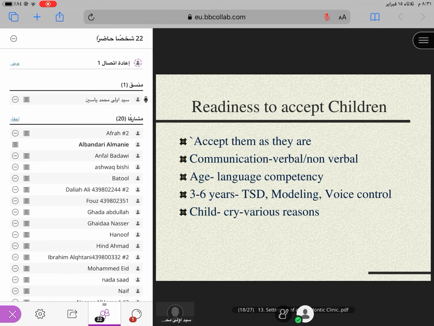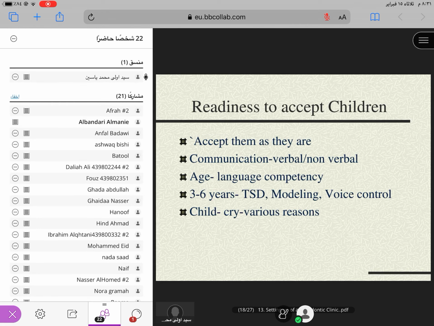Tell-show-do means whatever procedure you're going to do, for example if you're going to use a mouth mirror, don't directly take the mirror and place it in the child's mouth. Tell them, this is a mirror, in this I am going to see your teeth. That is telling. Then show the mirror, then place the mirror in the patient's mouth. This is called the tell-show-do technique. This way, the child's anxiety and fear is reduced to a greater extent, and they tend to be more cooperative with the dentist.